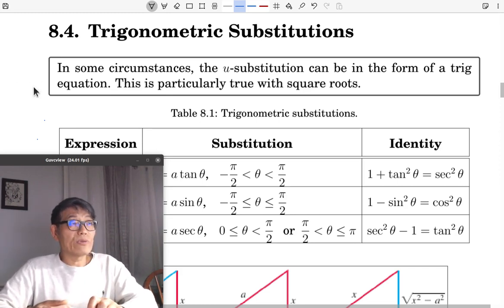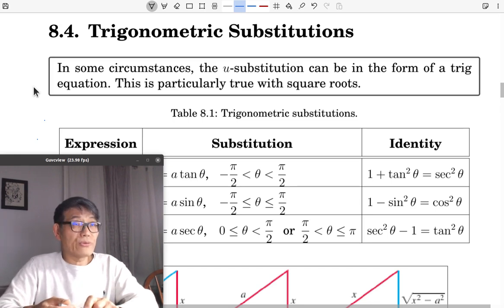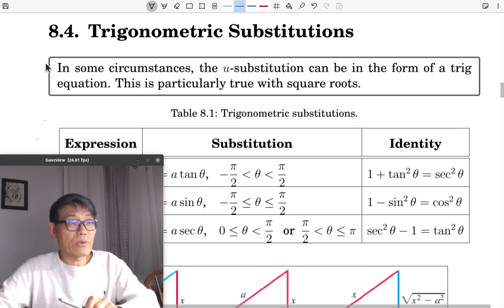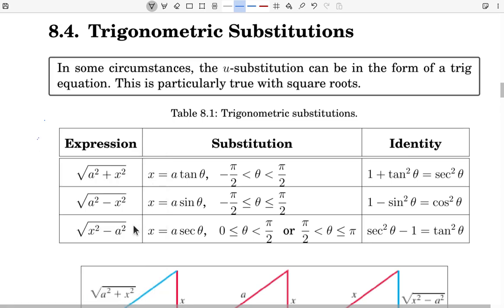It is section 8.4, trigonometric substitutions. In some cases, the u-substitution can be in the form of a trigonometric equation. It is particularly true when you are dealing with square roots. Here, let's see the expressions: square root of a squared plus x squared, a squared minus x squared, and x squared minus a squared. For these expressions, the typical substitutions are given in this way.